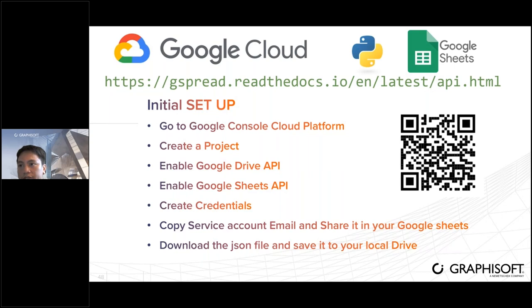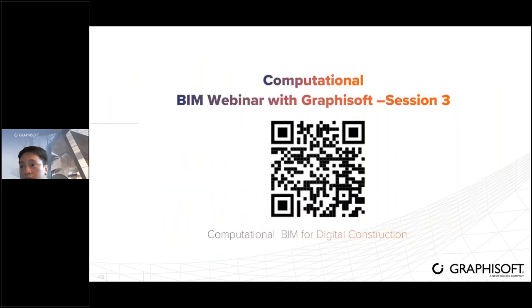Again, on the Google Sheet side, I think Vimal already explained this one in detail, but for those who don't know, there's an initial setup that you need to do. The first thing is, of course, you need to go to Google Console and create a project, enable Google Drive API and Google Sheets as well. Then you need to create a credential. I think Vimal already explained why we need the credential: we need this one in our Python script in Grasshopper. And then download the JSON file. Just scan the QR code and you will see some of the sample script, or just watch the previous computational BIM we have in session 3. There are a lot of Google Sheets snippets there.